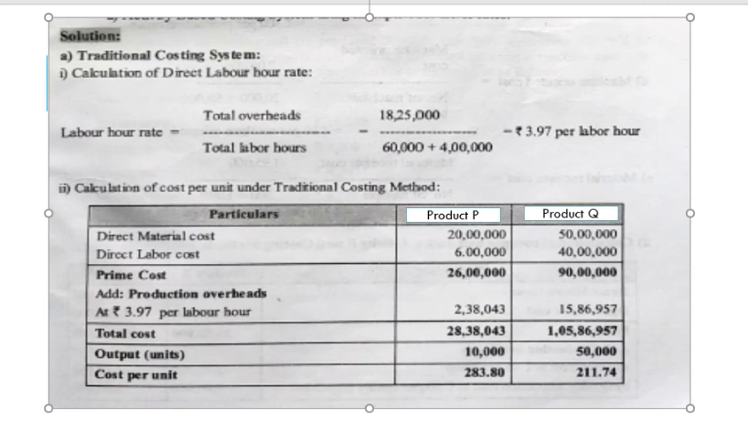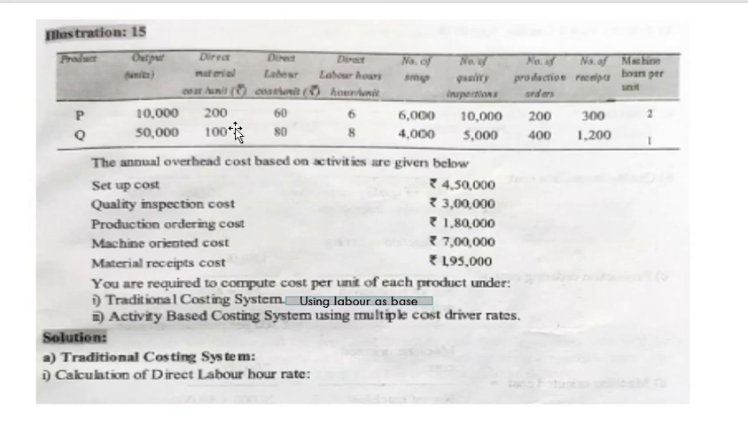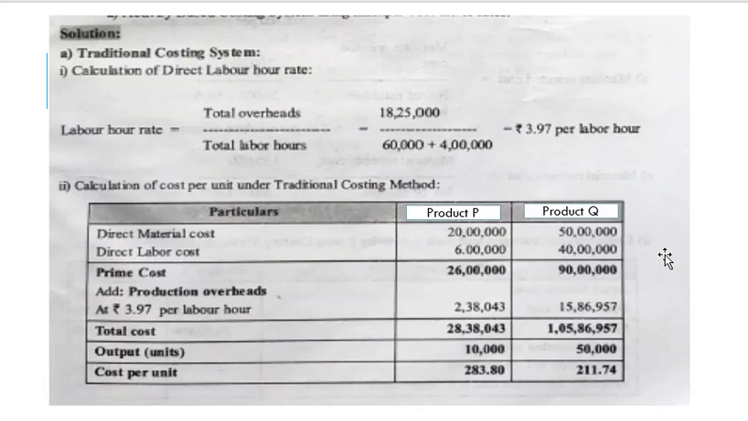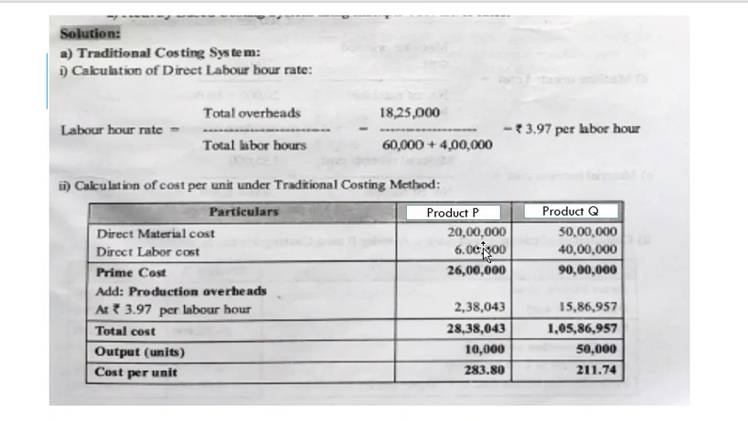For product Q, the direct material cost is rupees 100 into 50,000, which will give you 50 lakh. Next is your direct labor. As direct labor information is given in the question, that is direct labor cost per unit, that is rupees 60 for 1 unit. Then the number of units is 10,000. So 10,000 into 60, which will give you 6 lakh for P.